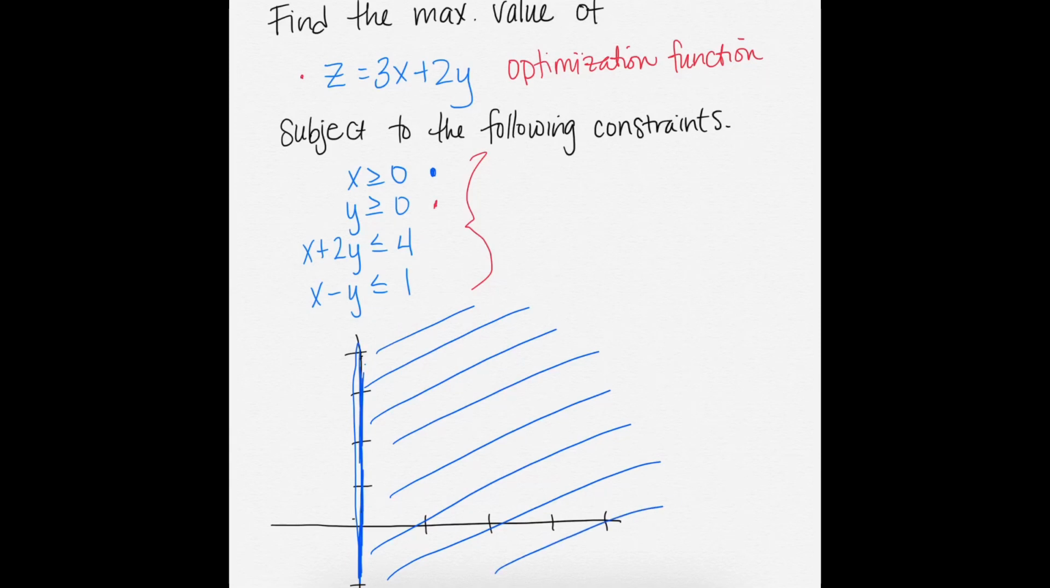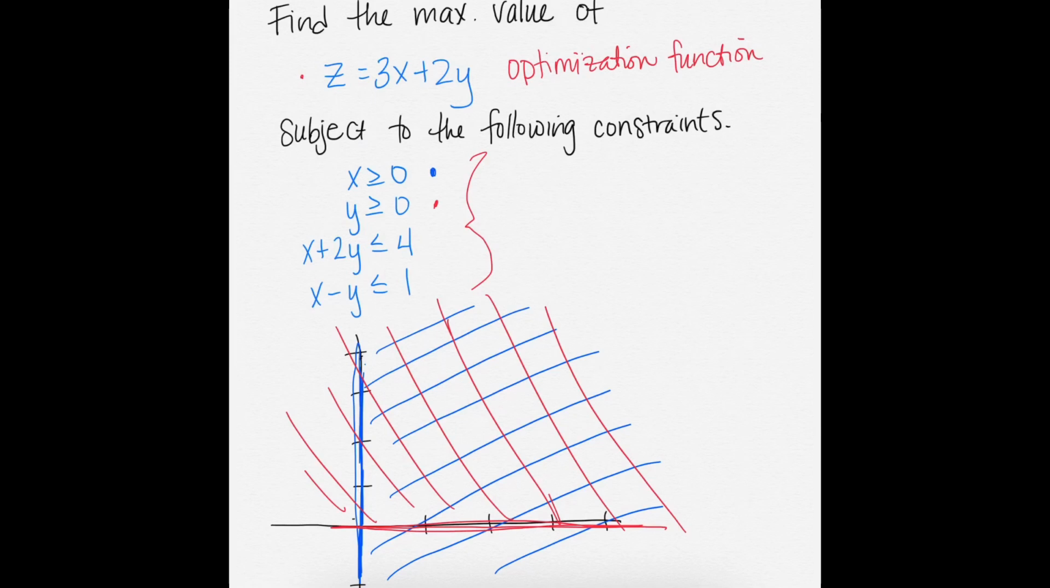All right, our next one will be y is greater than or equal to 0. So that's a horizontal line on the x-axis, and we know that this one is greater than, so it would be here.